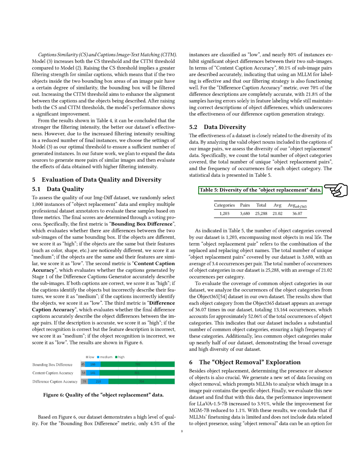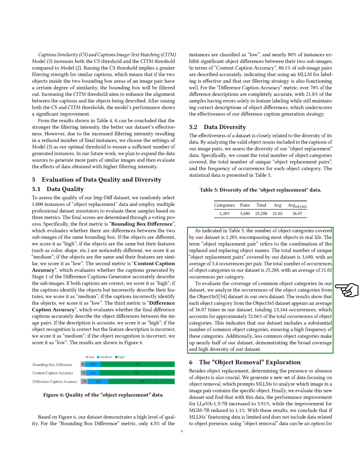Our findings, shown in Table 6.5, reveal that our dataset covers 1,203 object categories, representing a wide range of real-life objects. An object replacement pair consists of the names of the replaced and replacing objects. We have 3,680 unique pairs, with an average of 3.4 occurrences per pair. Overall, there are 25,288 occurrences of object categories, averaging 21.02 occurrences per category.